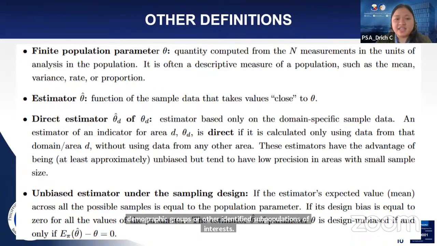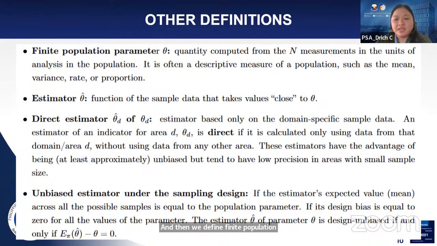And then we define the finite population parameter as theta, wherein the quantity is computed for the big N measurements or the total population in the units of analysis in the population. It is often a descriptive measure of a population such as the mean, variance, rate, or proportion. And then theta hat is the estimator, a function of the sample data that takes values close to theta. So our true value is the finite population parameter, while our estimated value is our estimator, usually from sample data or from survey results.